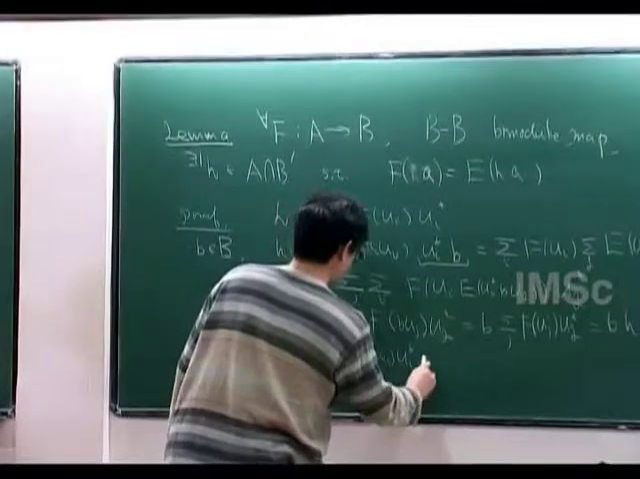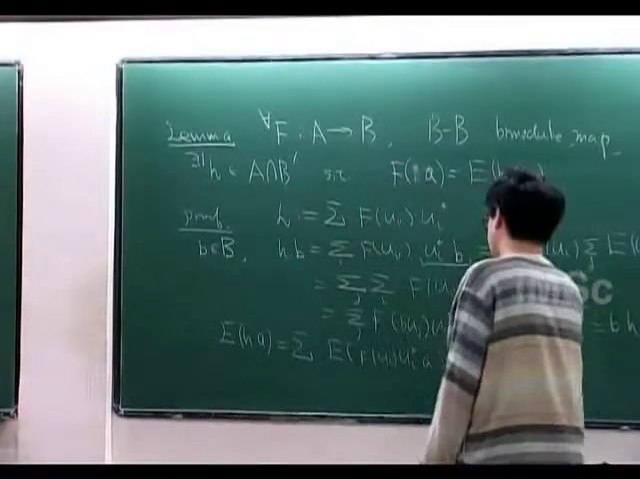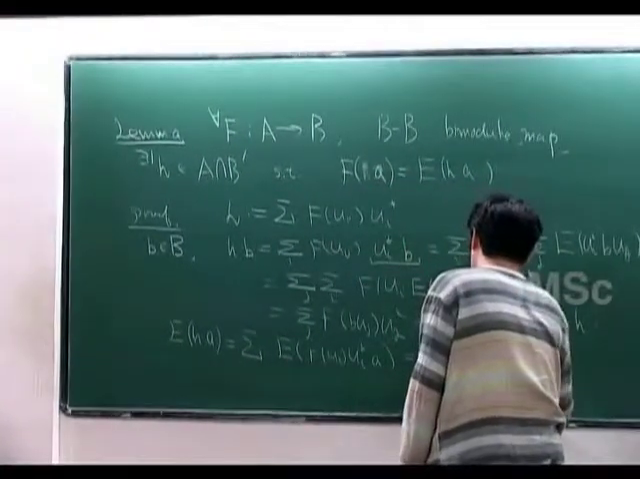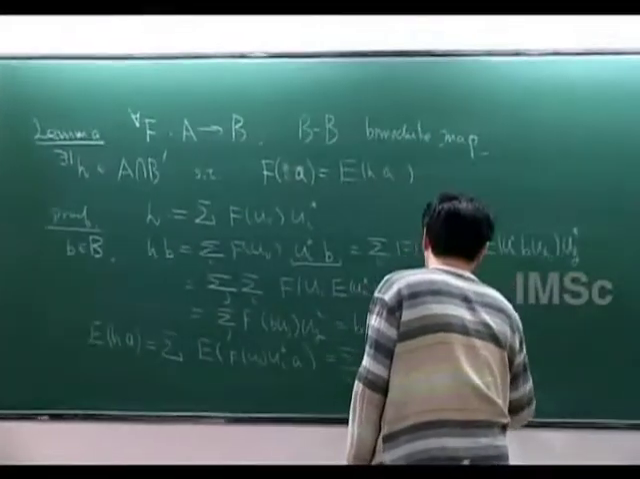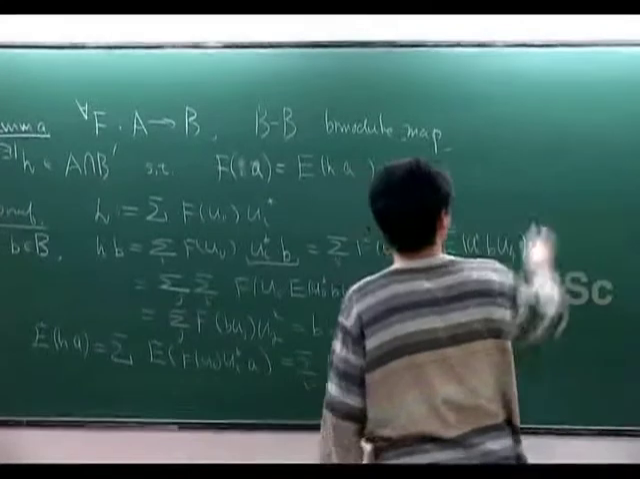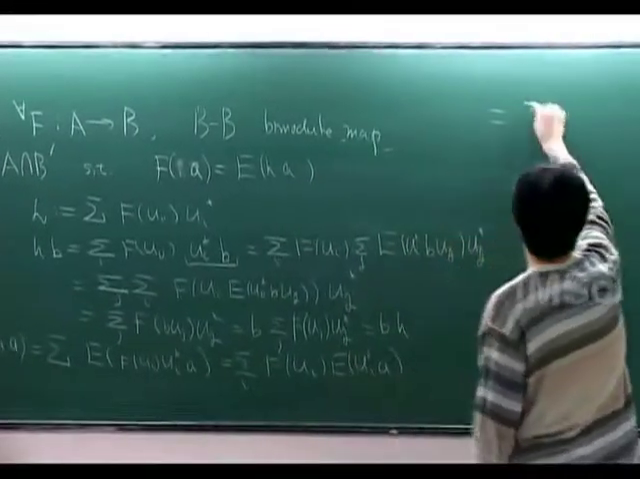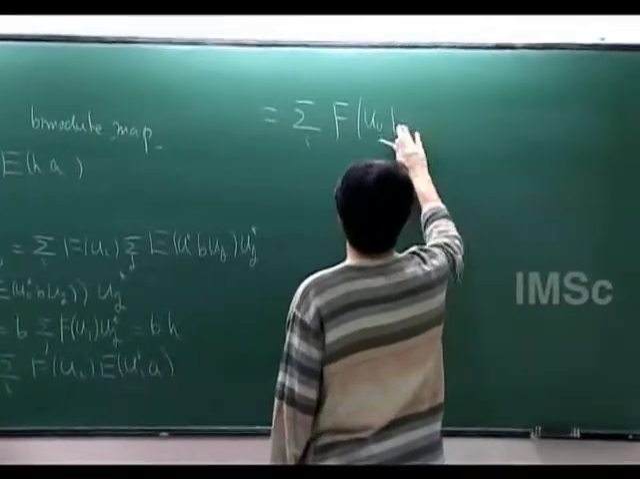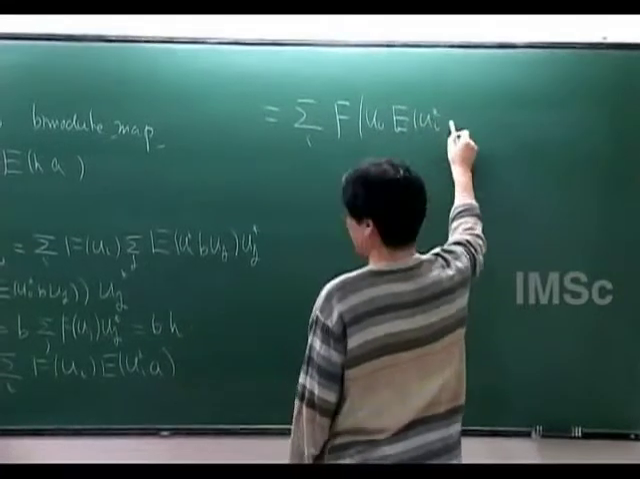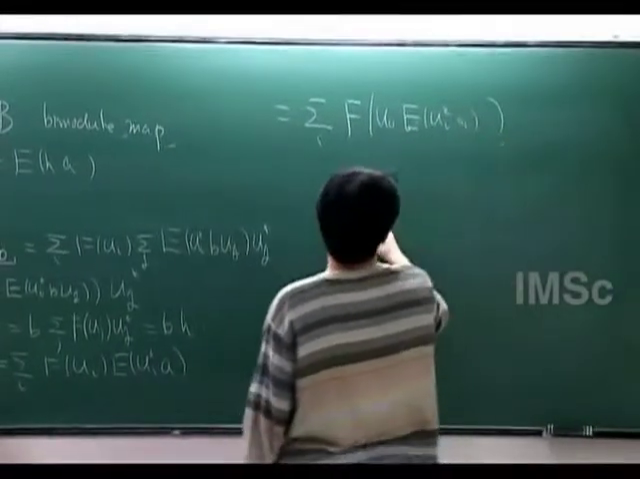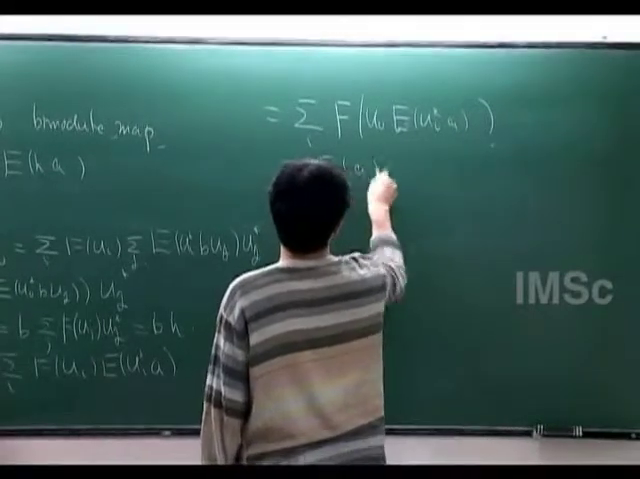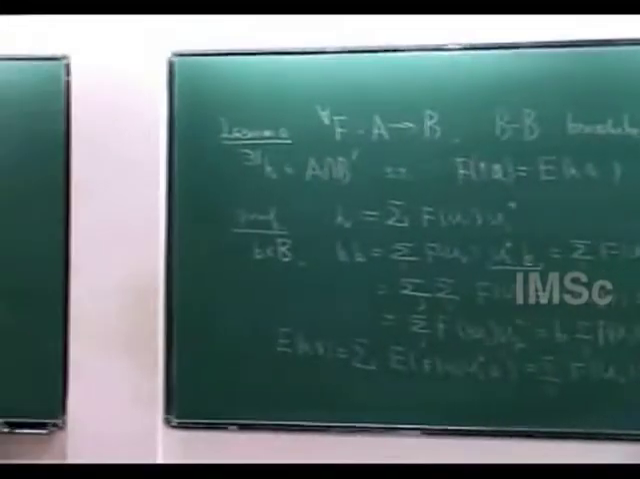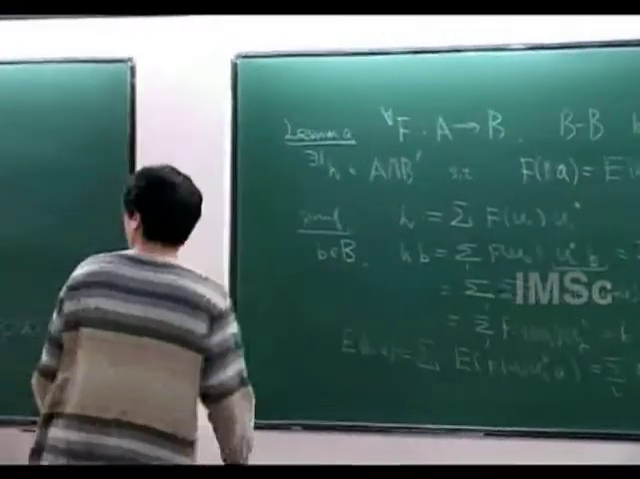UI star A. Right. Since A is a left module map, UI star A. Now, again, I use the fact that F is a right B module map. We get UI star A. So this is FA. So we're done. So it's a really easy lemma, but it's very useful.